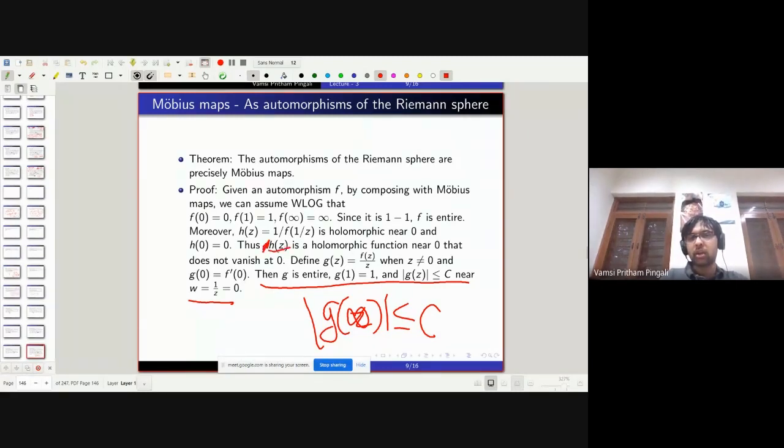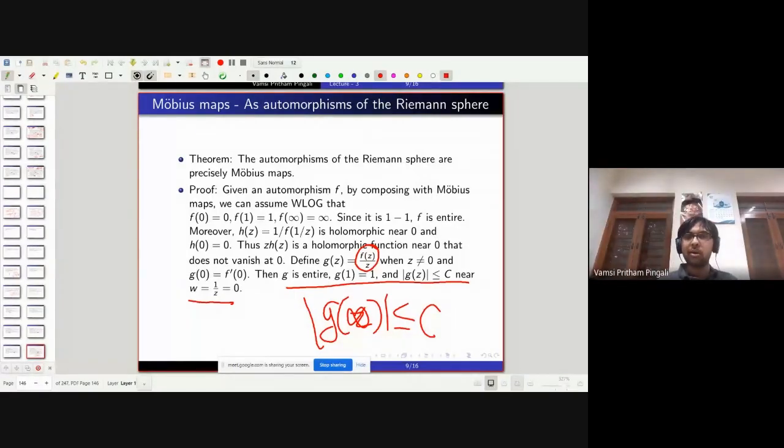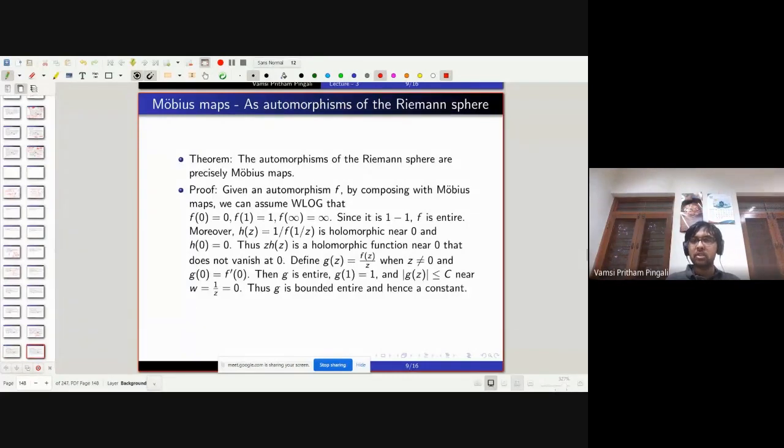So the bottom line is that this is going to be an entire function that is bounded. And do we know anything about entire functions that are bounded? I hope this has been covered. Yes, every entire function that is bounded is a constant. That means g of z is a constant, and since g of 1 is 1, that constant is 1. So f of z equals z.